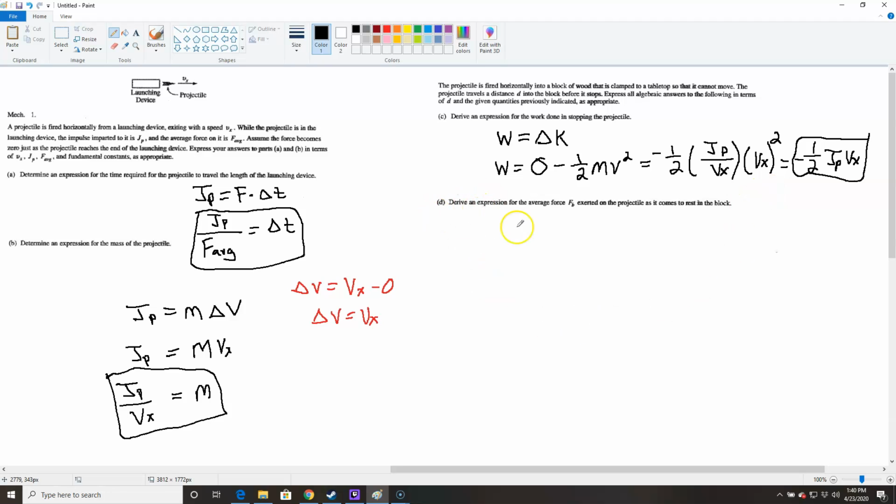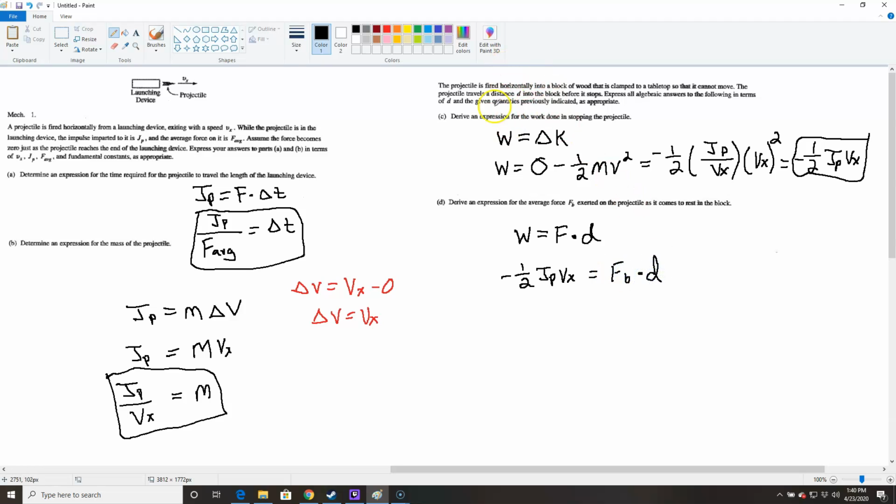Now it wants us to derive an expression for the average force, F sub B, exerted on the projectile as it comes to rest in the block. Again, another energy concept deals with work is force times the distance d. We just solved the work done was 1/2 Jp Vx. That will equal F sub B times d.